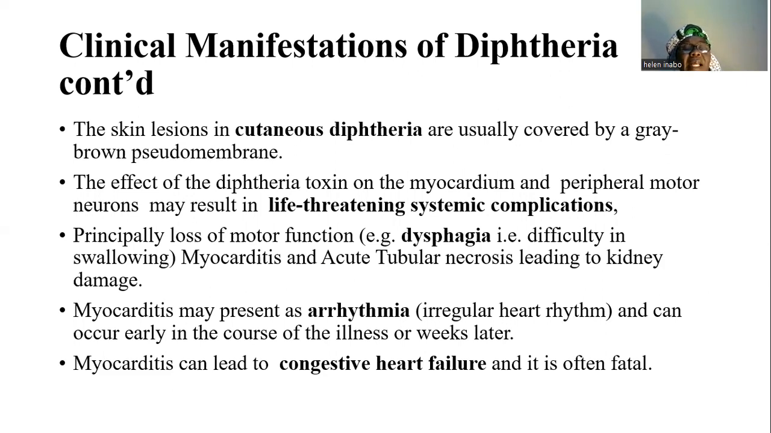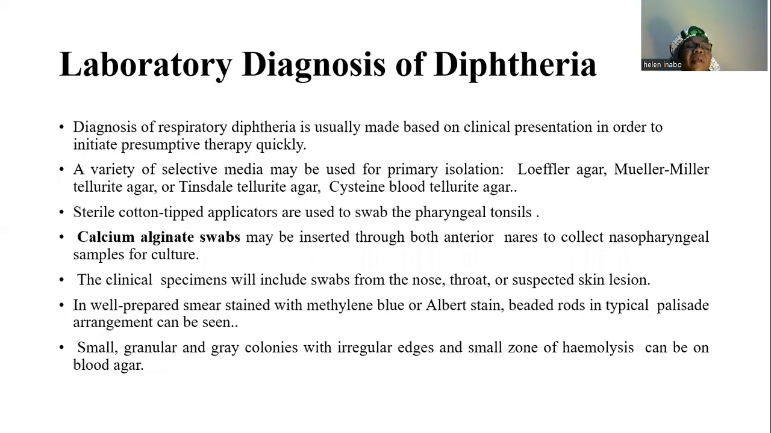Myocarditis may present as arrhythmia, that is irregular heart rhythm, and can occur early in the course of illness or weeks later. Myocarditis can lead to congestive heart failure and is often fatal.